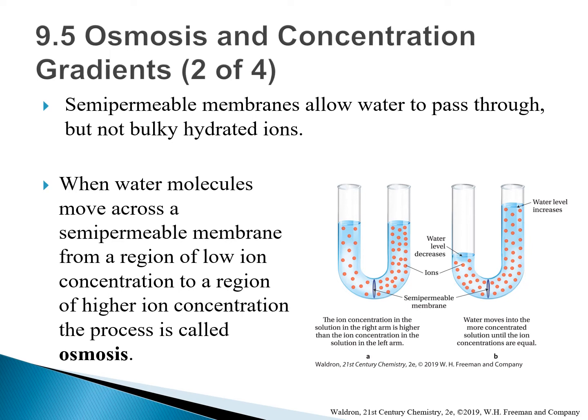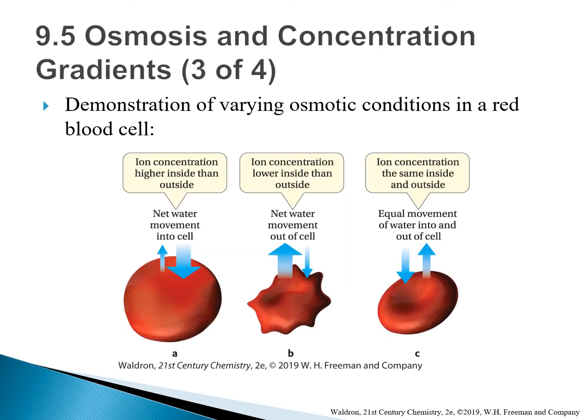Water molecules move across a semi-permeable membrane from a region of low ion concentration to a region of higher ion concentration by a process called osmosis. Osmosis moves the concentrations of substances on the 2 sides of the membrane towards equilibrium. Osmosis attempts to equalize the concentrations of ions on the inside and outside of a cell.